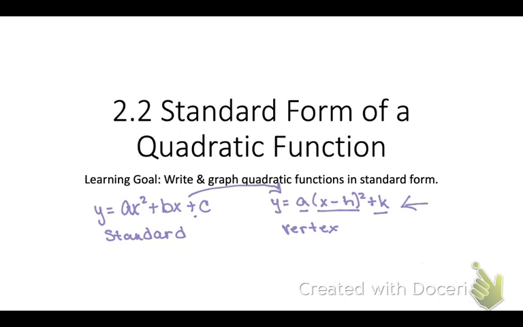Okay, so we completed the square to go from here to here in chapter 1. But we also can graph without completing the square, and that's what we're going to work on today. We're going to focus on standard form, and graph it without putting it into vertex form. Okay?